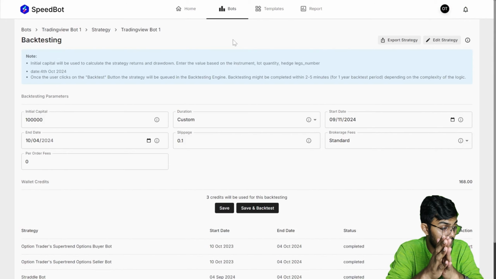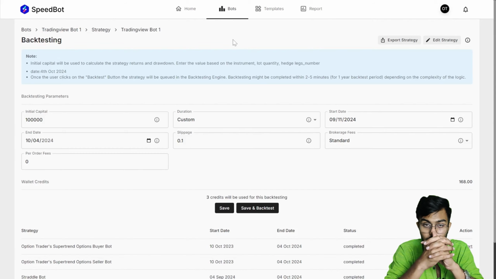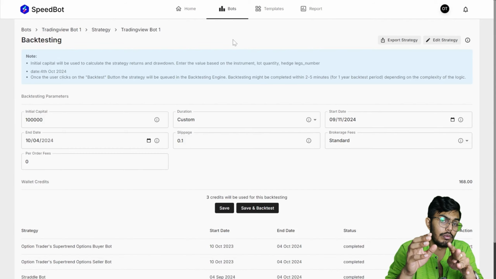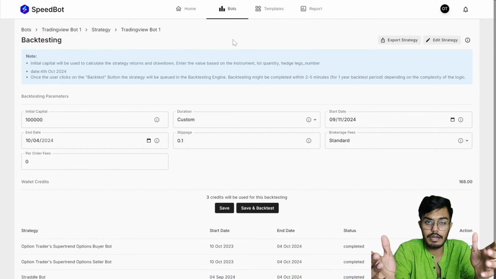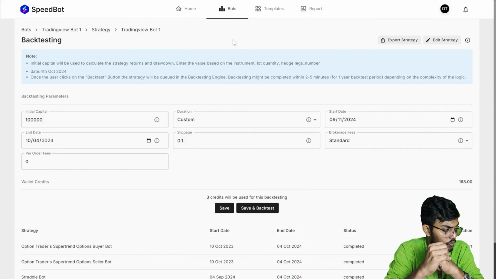So I hope that you got an idea of how you can consider the TradingView integration with SpeedBot, and the same you will be able to deploy in forward testing as well as live deployment. So I hope it answers your question. I believe we can wrap up today's session.